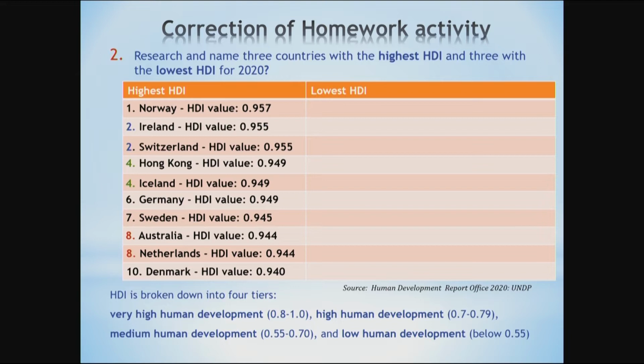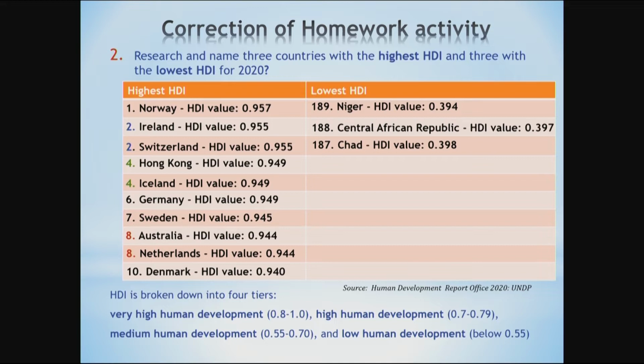Now if we look at the lowest HDI, we start with 189th rank, that is Niger, with a value of 0.394. As you notice, 0.394 matches our low human development, which is below 0.55. And this follows the lowest. We have Central African Republic at the 188th rank. Okay, before that we have Chad. Look at the values, it's still below 0.55.